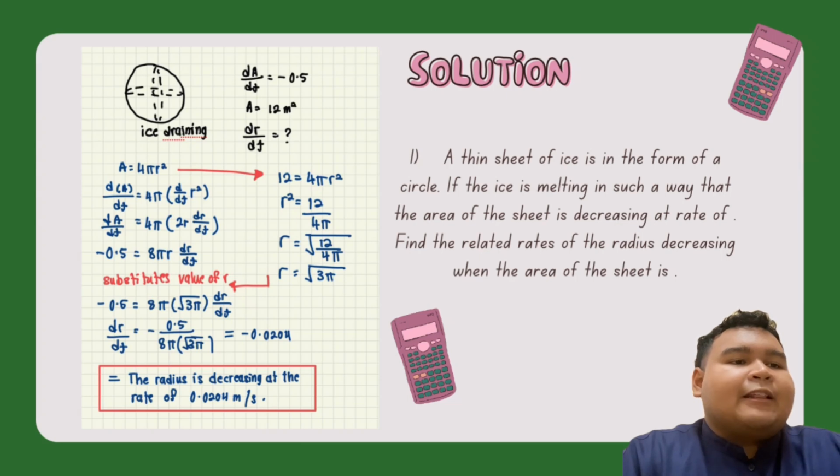So dr/dt equals negative 0.5 over 8 pi square root of 3 over pi, and the final answer for dr/dt is negative 0.0204. This means the radius is decreasing at the rate of 0.0204 meter per second.